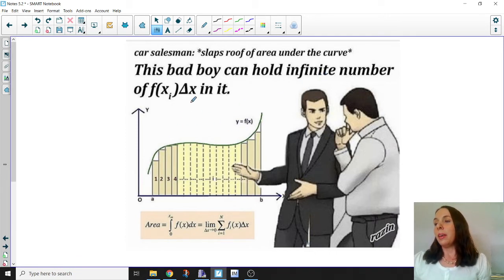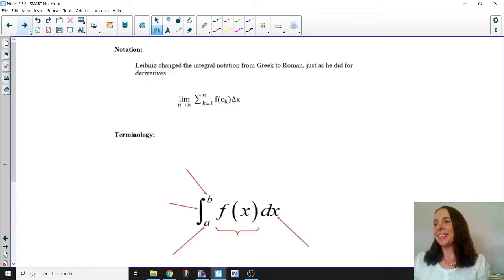Now that you know the definition of a definite integral, you can understand this meme. It can hold an infinite number of f of x sub i delta x in it. That's another way to show the area of the rectangles, and an infinite number of them, because we're trying to make this Riemann approximation an exact area calculation. So an infinite number of them does that. Yay! All right, now let's talk about notation.